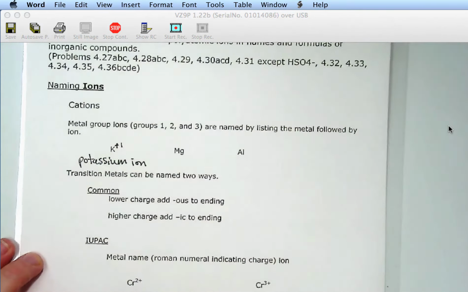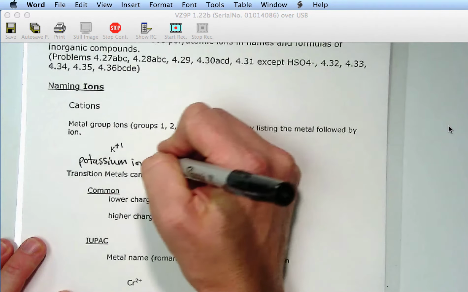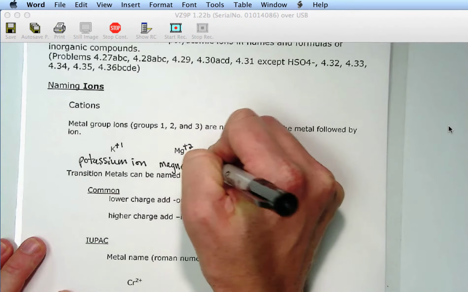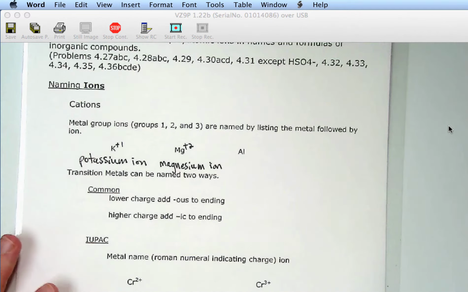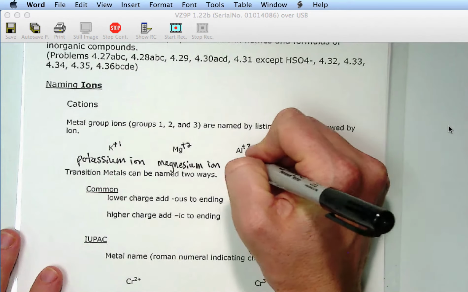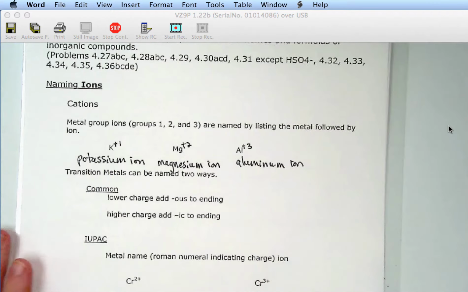All right, what charge does magnesium form? +2. So you would name that magnesium ion. Aluminum, Al +3, aluminum ion. We don't capitalize, so the aluminum ion.